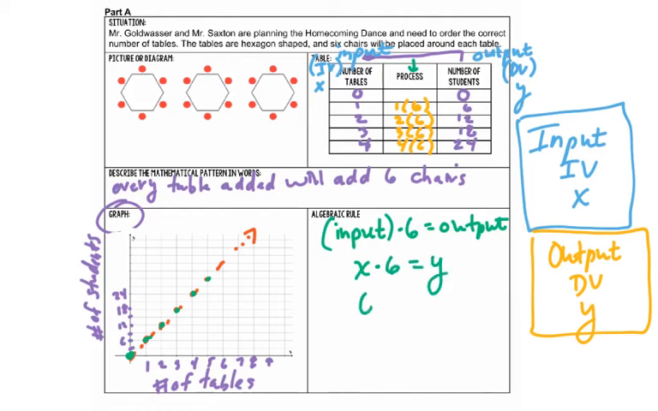We could also reverse this and make it 6x, because it's multiplication, and not put the little dot there. It's usually how we'll see it. 6x equals y. So we could actually relate these two variables in this algebraic rule, or eventually an equation like this, where we'd say 6 times the x value, which was the number of tables, will be equal to our number of students, which was our y value.